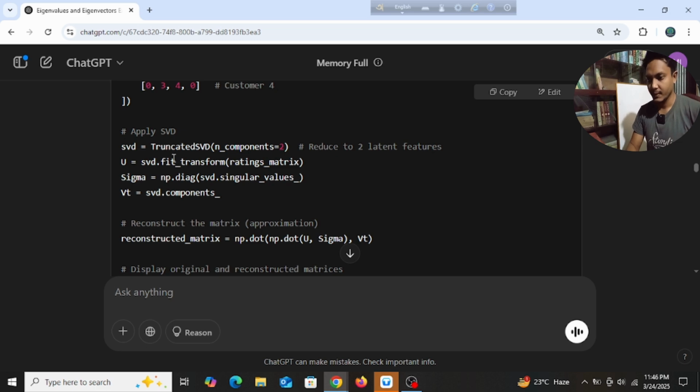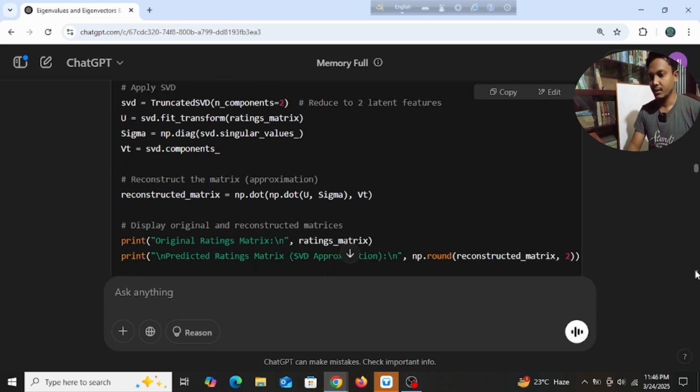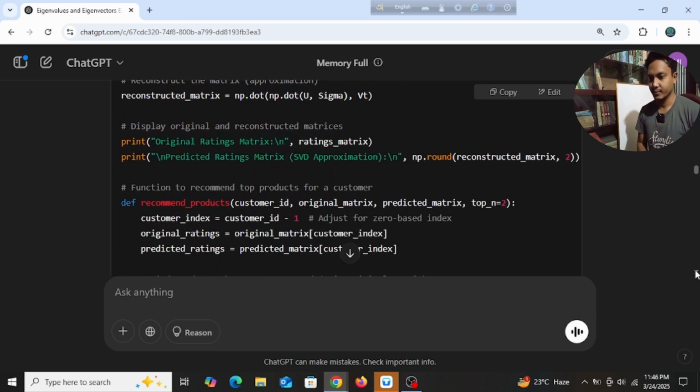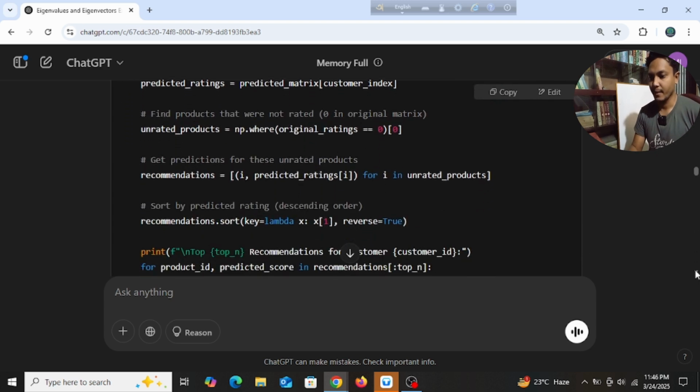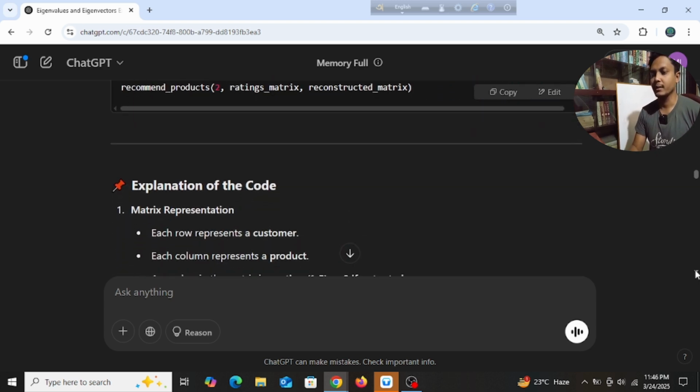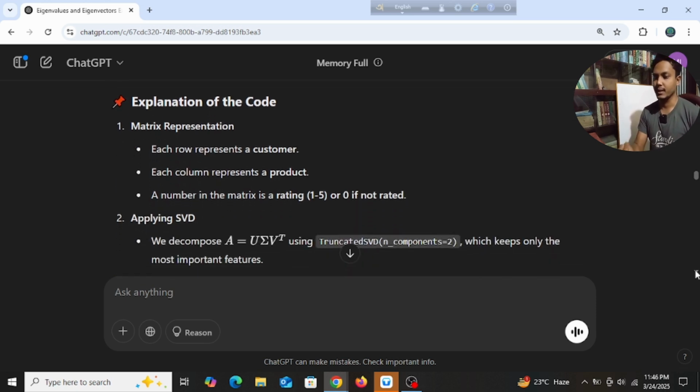Apply SVD, reconstruct the matrix approximation, display original and reconstructed matrix, function to recommend top products for a customer, and you see that. So I told ChatGPT, and it is giving me the explanation here, matrix representation.